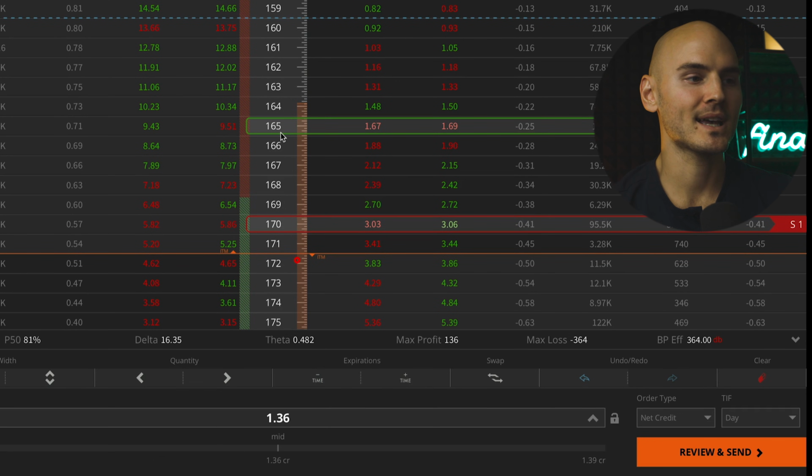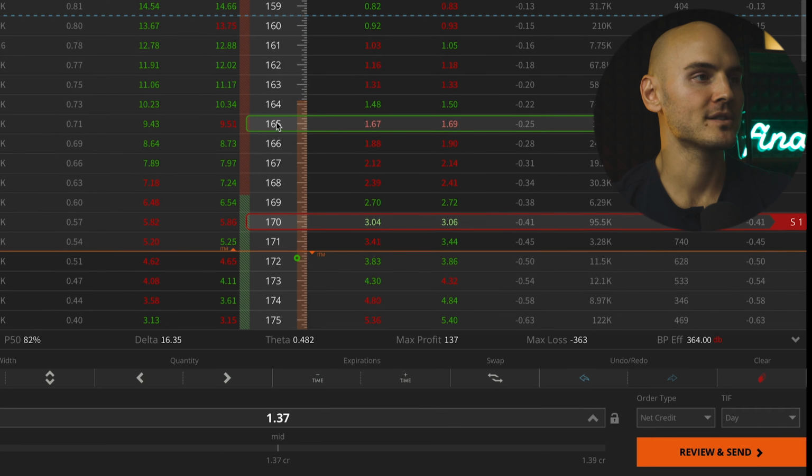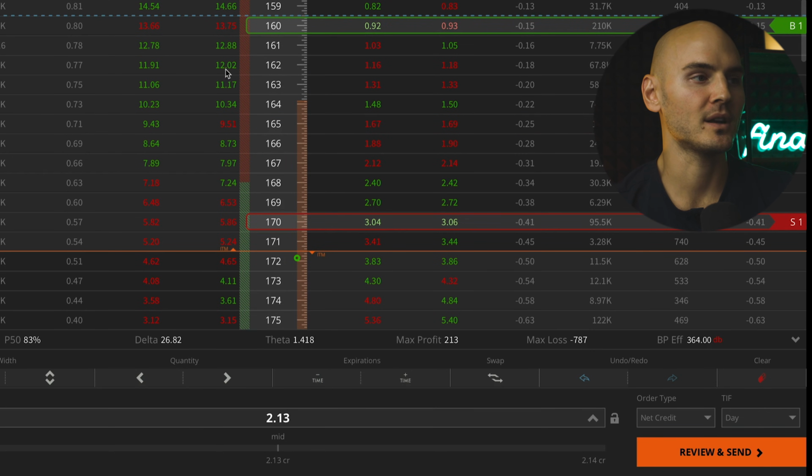Before, we looked at the 170, 165 put spread, and we can see that this spread has a price of 136. But what if we extend the width of the strikes to $10? So instead of buying the 165 put, we will buy the 160 put. Here we can see that we are going to collect $2.13, and our max loss goes up to $787.